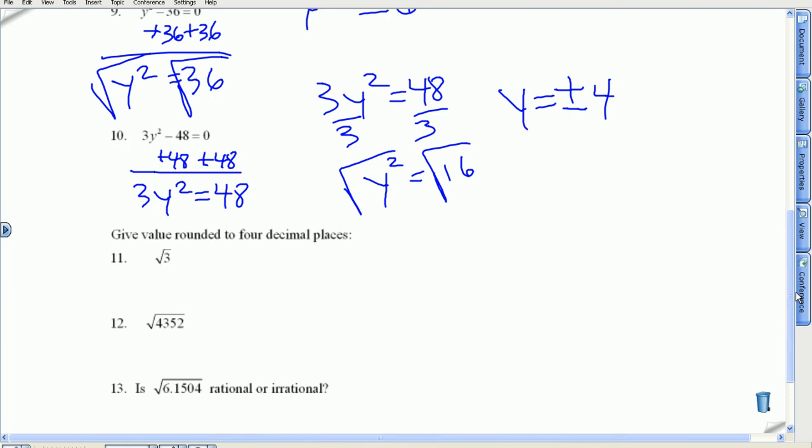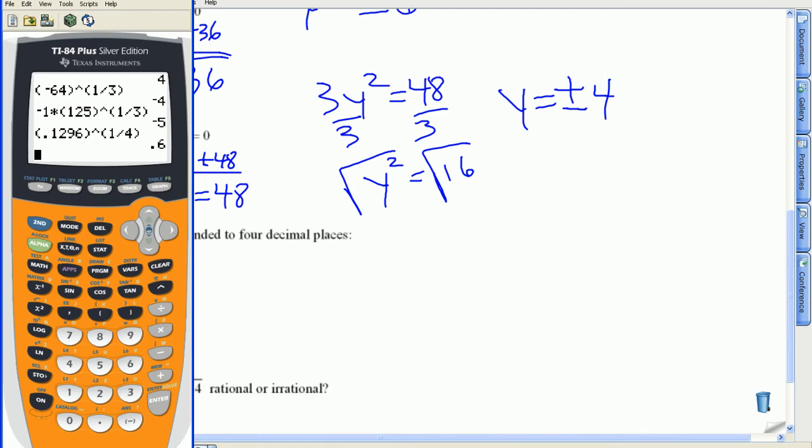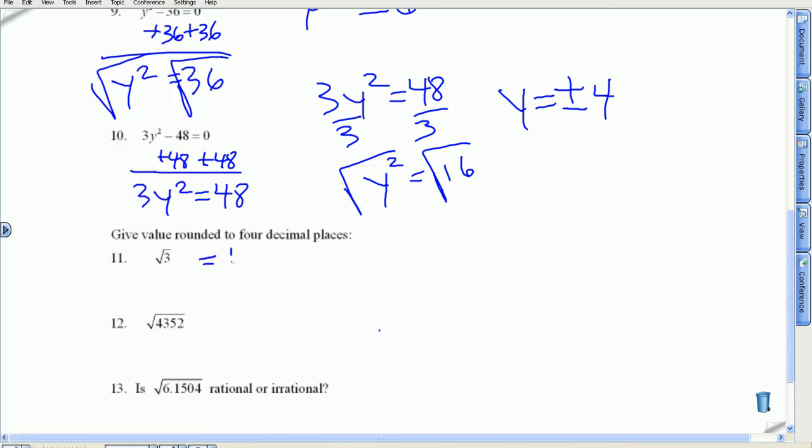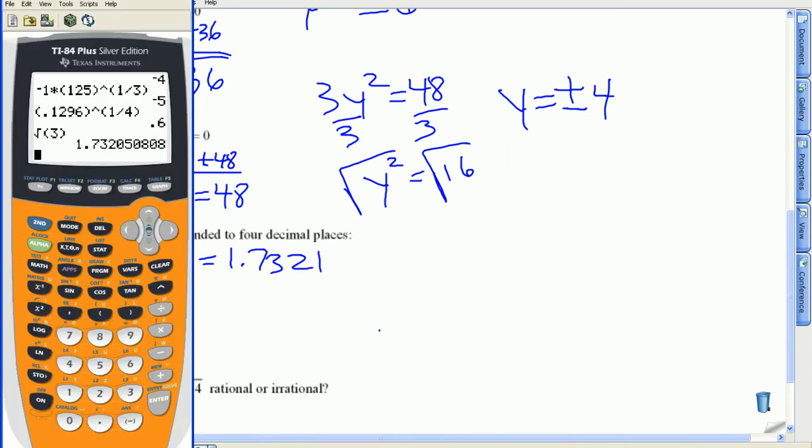Calculator time. Give the value rounded to 4 decimal places. Radical 3. Second, look at the x squared key here. Above it you'll see a blue radical sign. Radical 3. Okay, we're back. Square root of 3, 1.73205. That 5 is going to round that 0 up to a 1. So 1.7321. Once again, when you take the square root, hit the second key, hit the x squared key, and it'll put a radical sign in there for you.